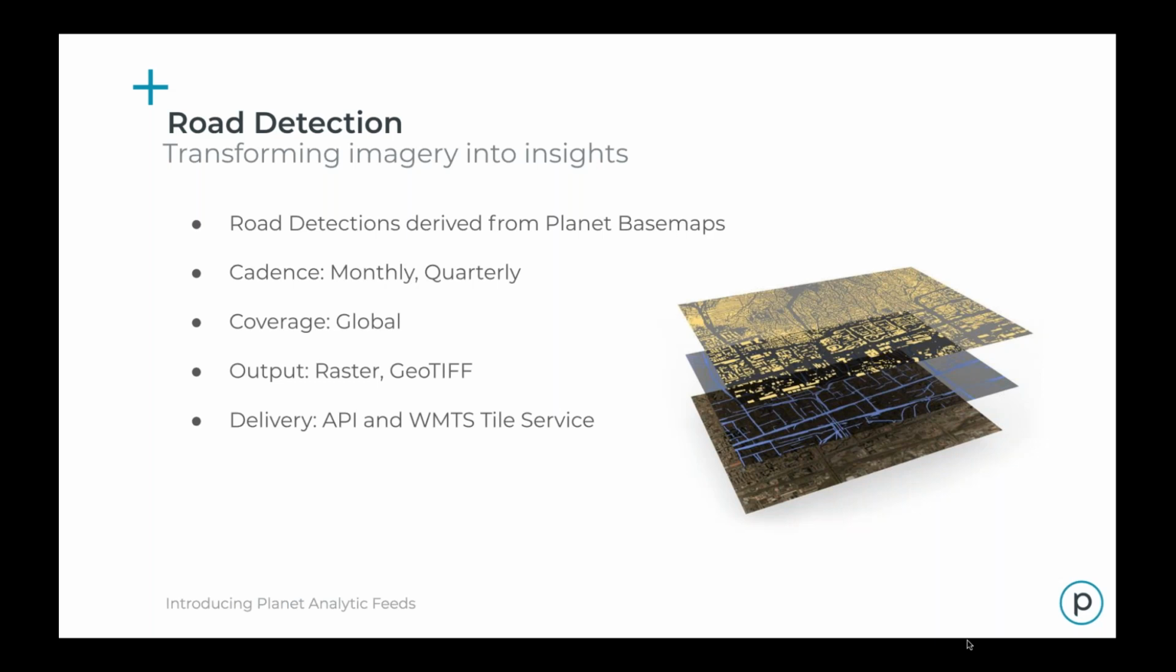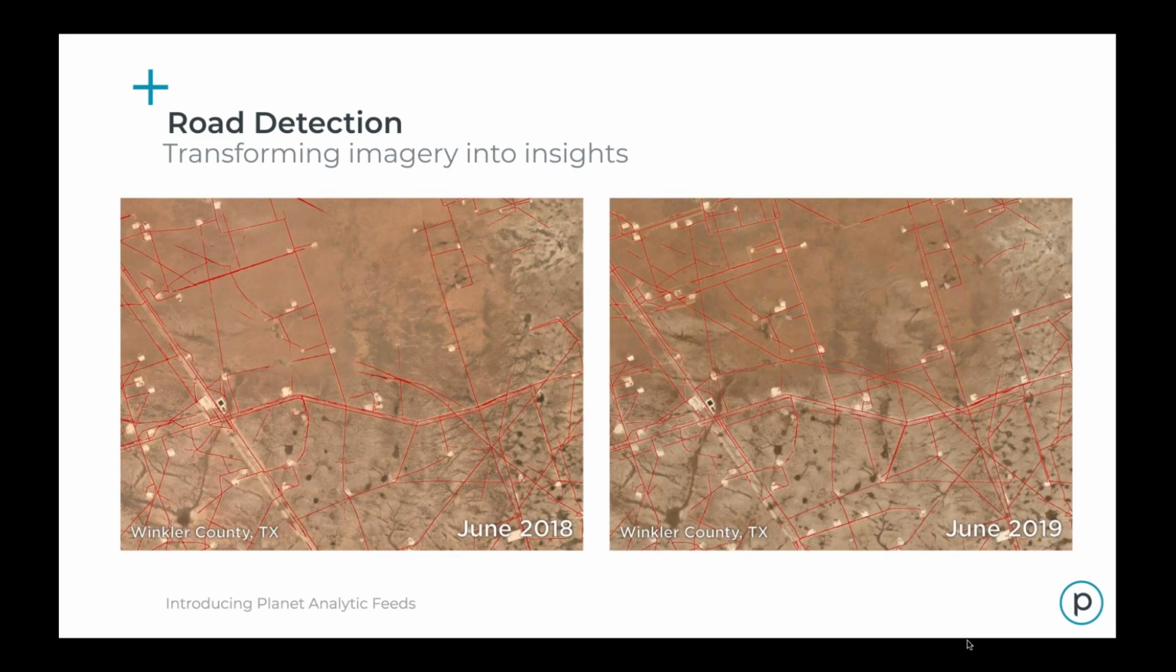And so each month, as this base map is published, we run our road detection model over it, classifying every pixel as road or not road, creating the most granular depiction of roads as possible. And this gets formatted as a GeoTIFF. It's then made available through our Web Map Tile Service, or WMTS, and through a REST API, easily integrated into our user's workflow. And here's a quick example of what the analytics look like overlaid on top of the source imagery that was used to derive them. And this example is from the Permian Basin in West Texas.